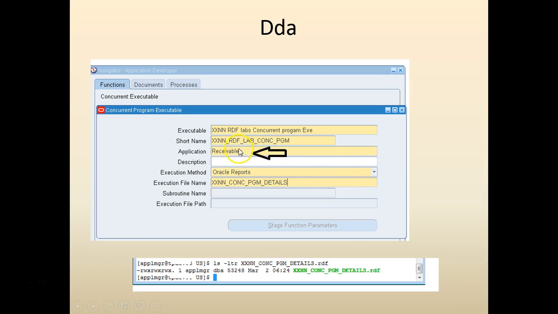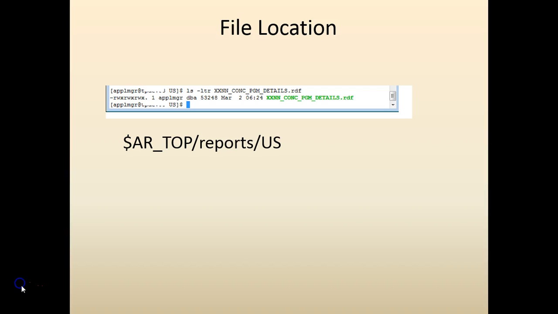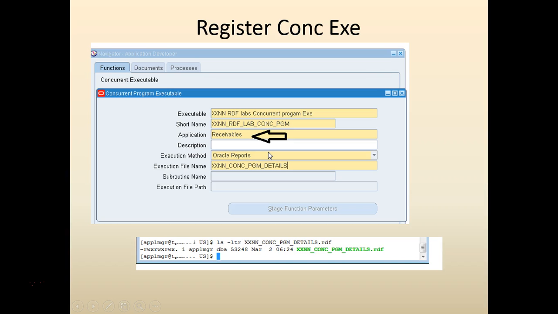And I just want to emphasize the application that you've selected. So in my example, this is receivables. So I have migrated this over to the receivables manager responsibility. So the file location that I have is artop reports/us, which is tied to this application. And if you notice, the name of the executable has to match the name of the file without the RDF, and make sure you select the execution method as Oracle Reports.